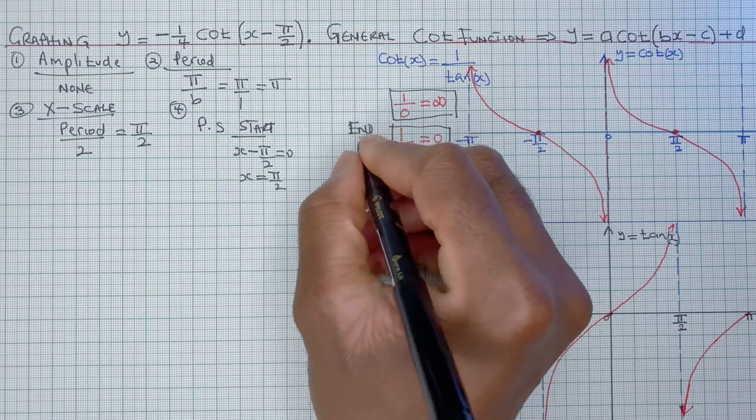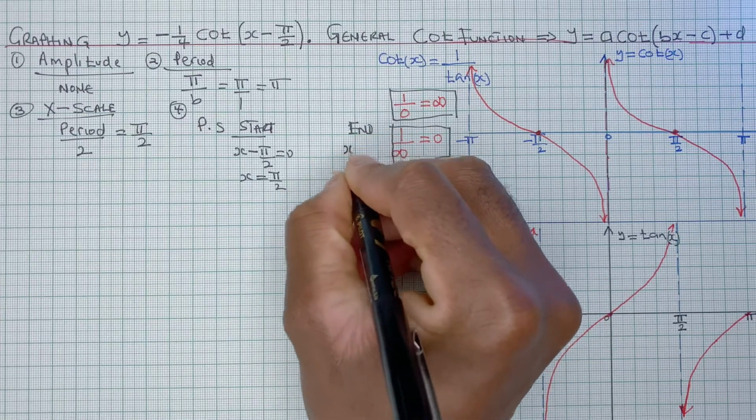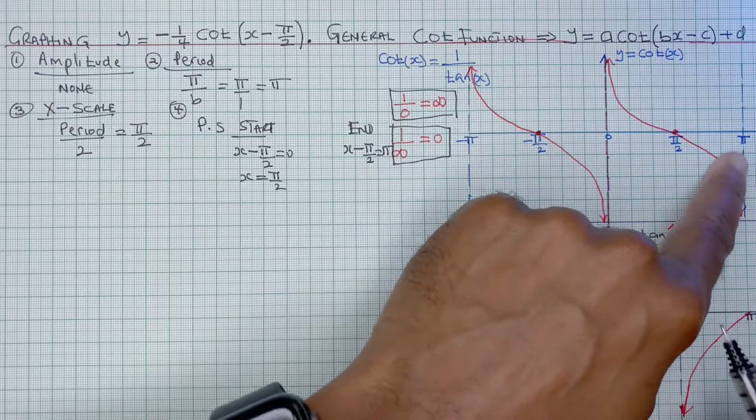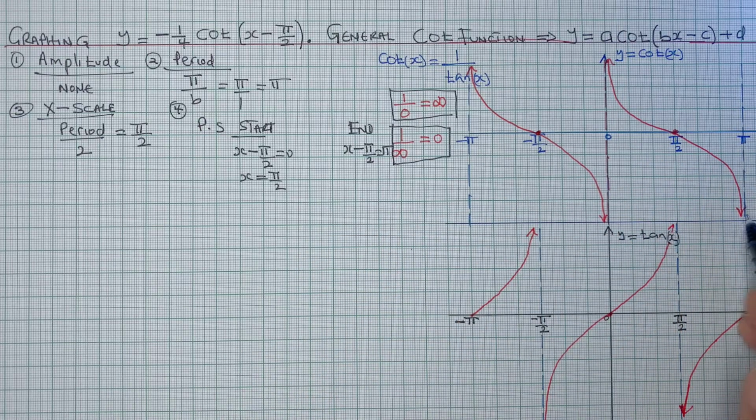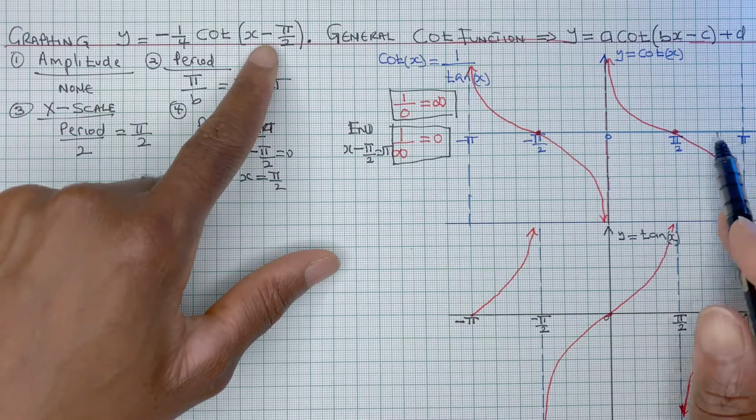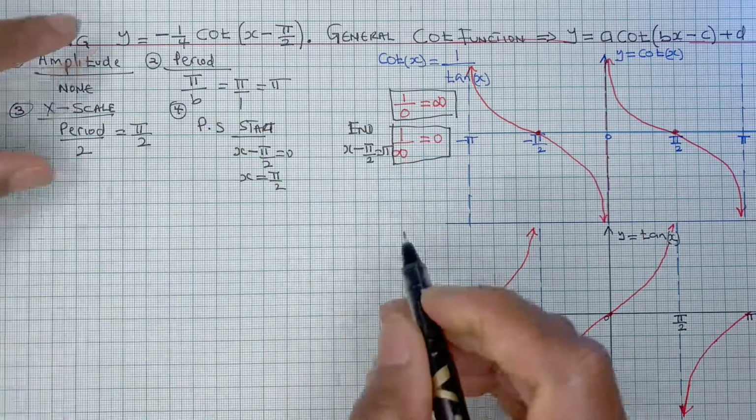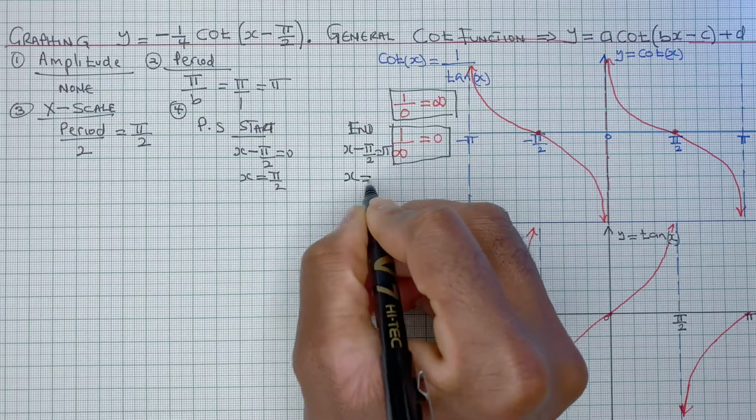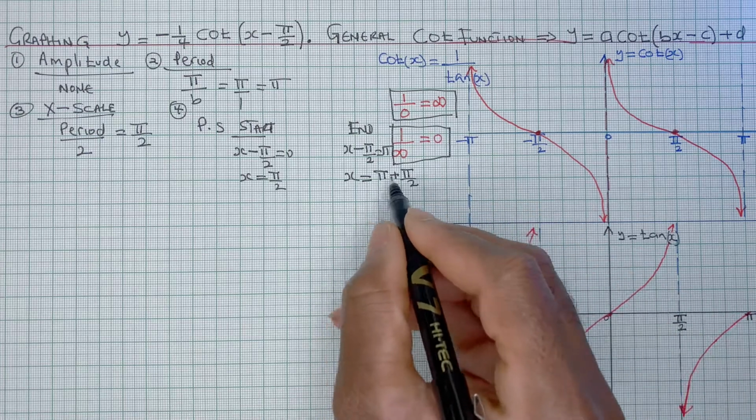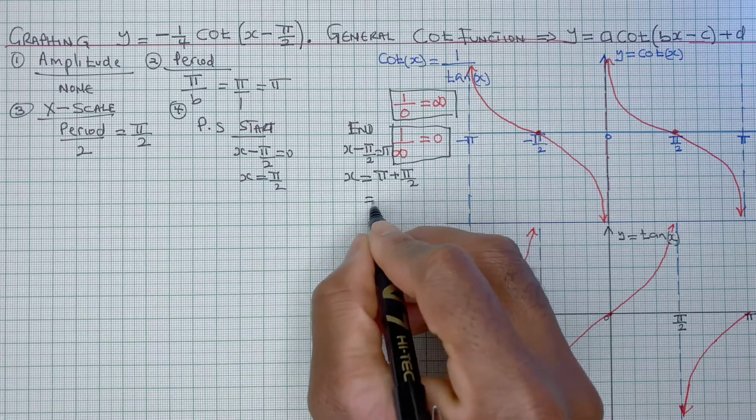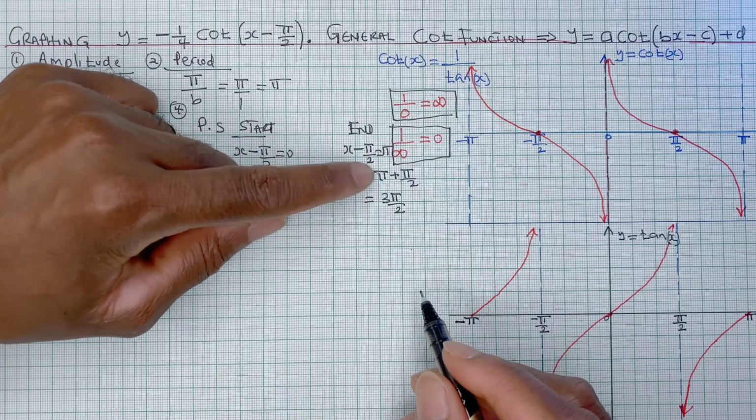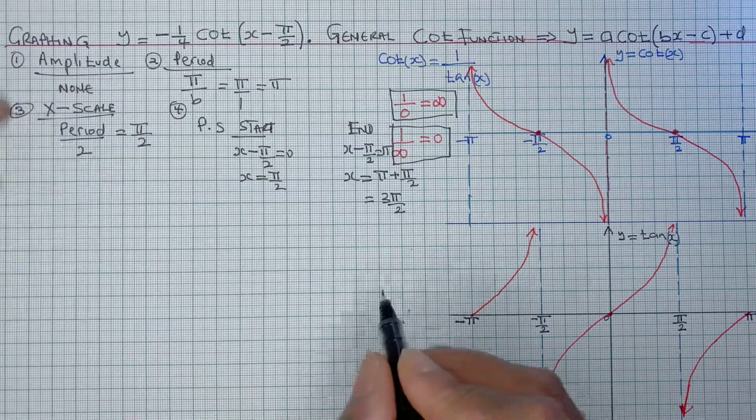To set this for the end, we have x minus pi over 2 equals pi, because at the end here is pi. So we expect it to be a line of asymptote for our function. So here we set x minus pi over 2 to pi. And therefore we get x equals pi plus pi over 2. Well, pi plus pi over 2 is 3 pi over 2, because that's 2 pi over 2 plus pi over 2, 3 pi over 2. So that's what x is.